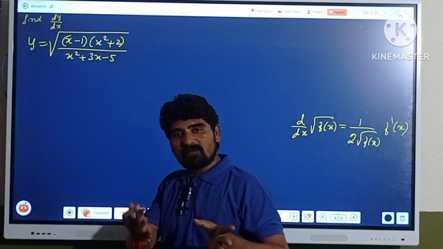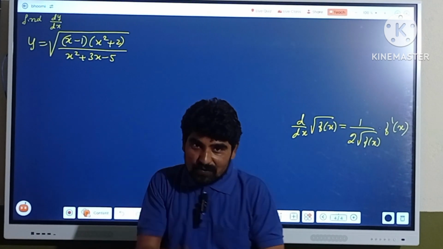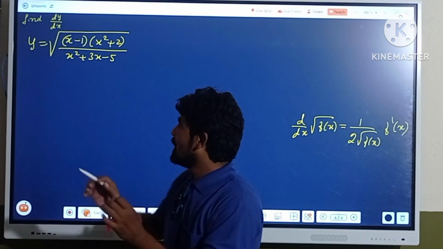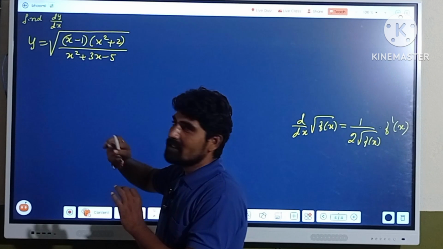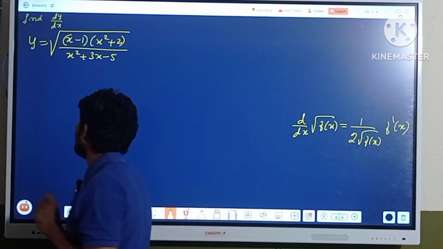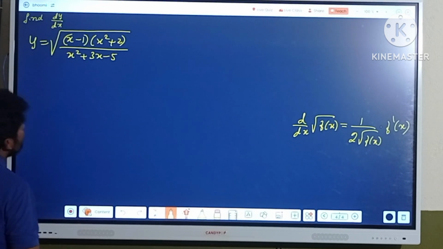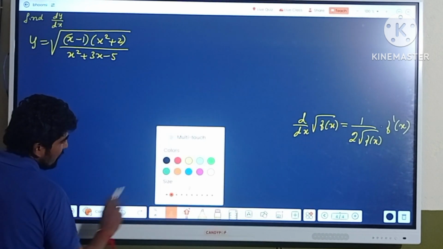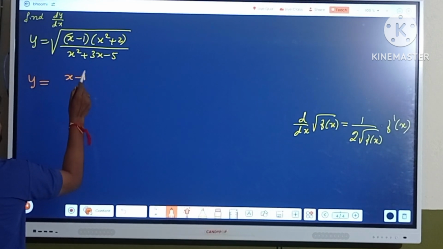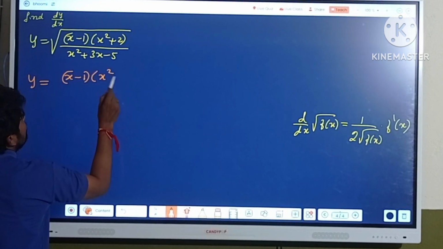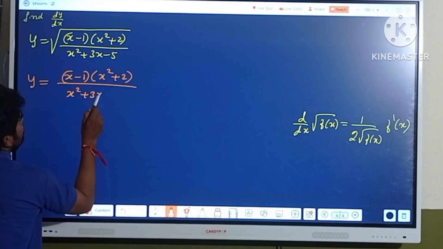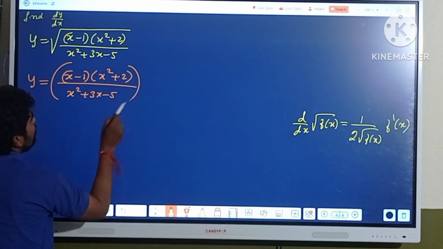We can also find the derivative of this function using the chain rule, but to find the derivative of this type of function, logarithmic differentiation is very useful. See here how we find the derivative of this type of function. First, y can be expressed as x minus 1 into x square plus 2 divided by x square plus 3x minus 5, whole power 1 by 2.